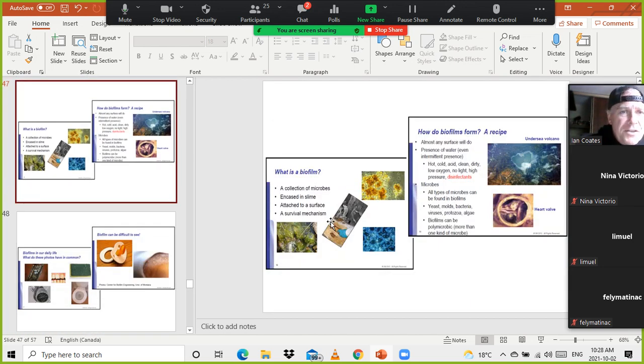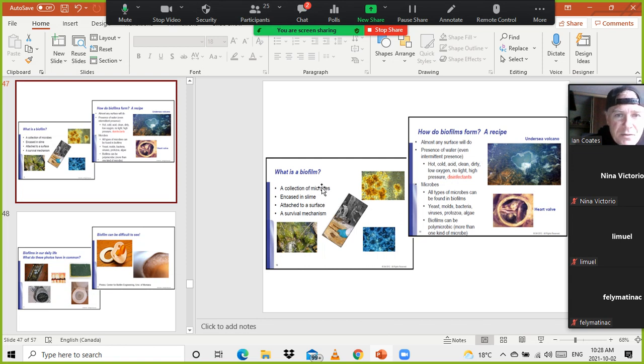We're going to go into biofilms and how do biofilms form. Okay, we're almost done this section here. Biofilm is a collection of microbes. Slime. You'll see the slimy residue, and that's where the bugs are. They've kind of created their own environment where, you know, this is good for them. And we call this biofilm.